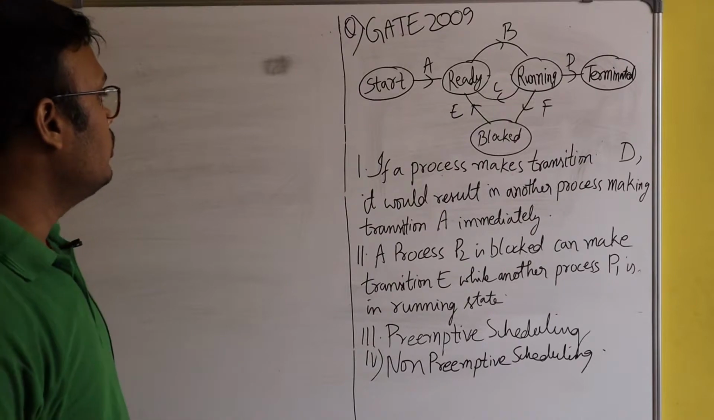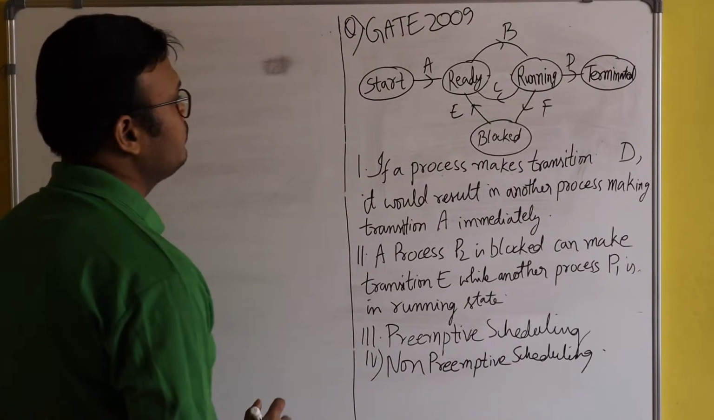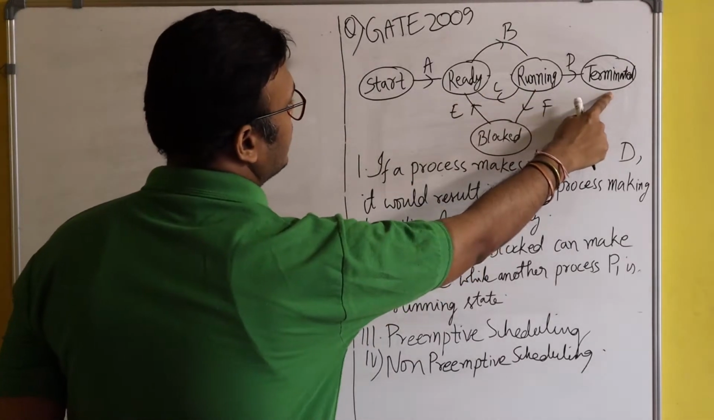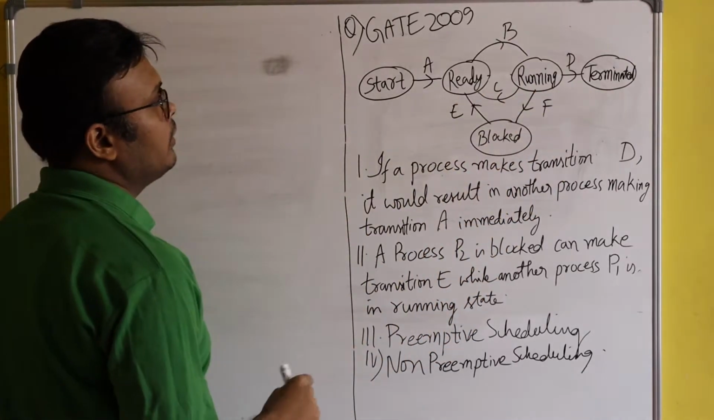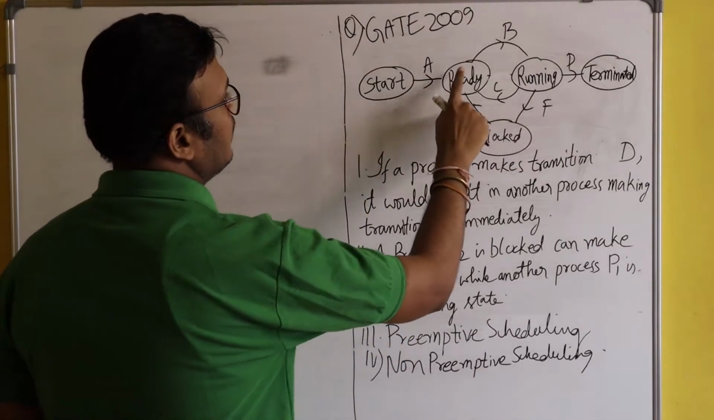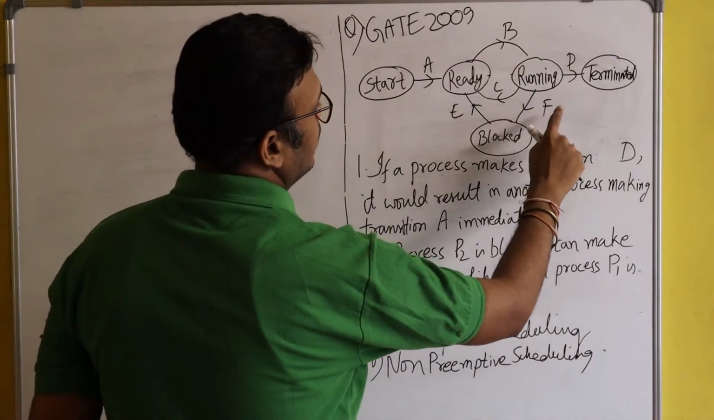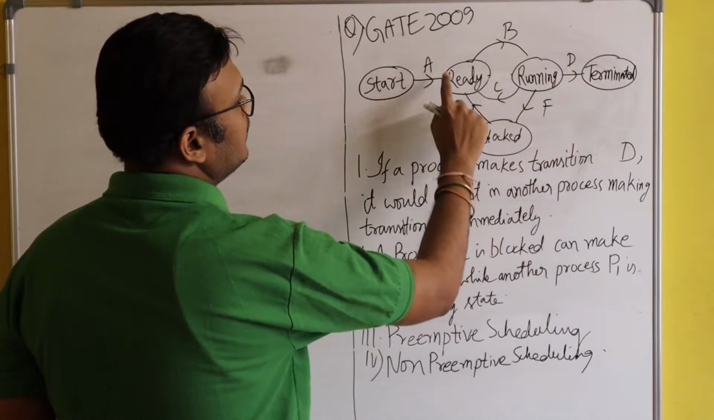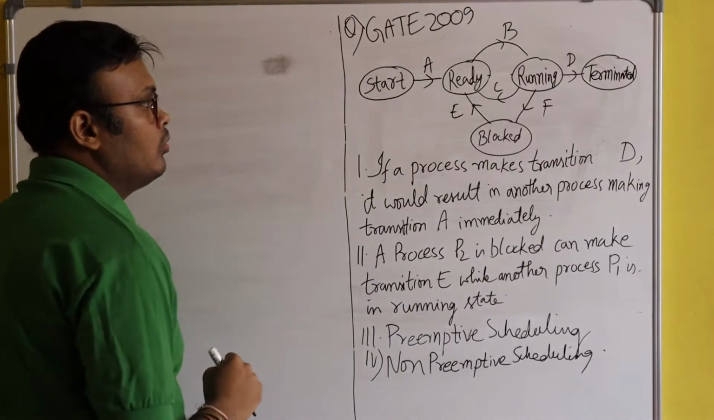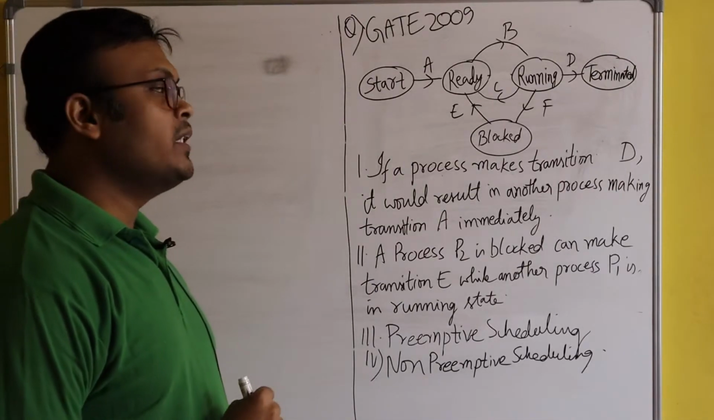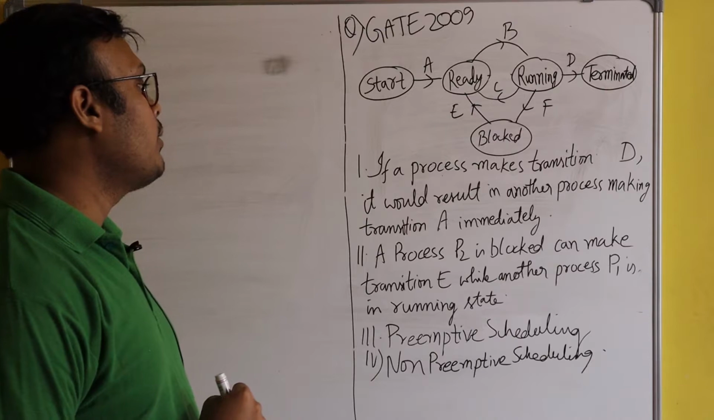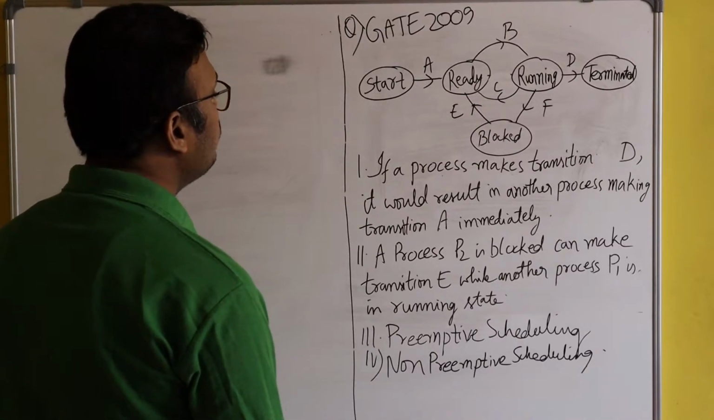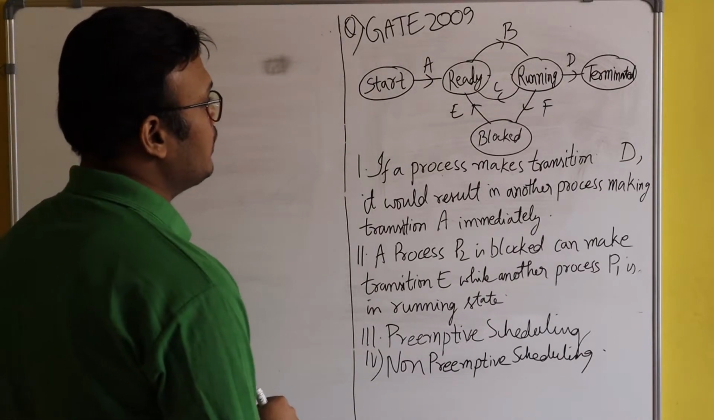You see what the states are: start state, ready state, running state, terminated state, blocked state. And these are the transitions: A, B, here it's C, it's D, this one is D, this one is E, this one is F. So on the basis of this diagram, we have to answer this question. Just we have to write true or false. Which statement is true, which statement is false.